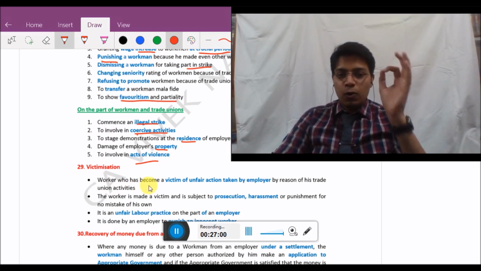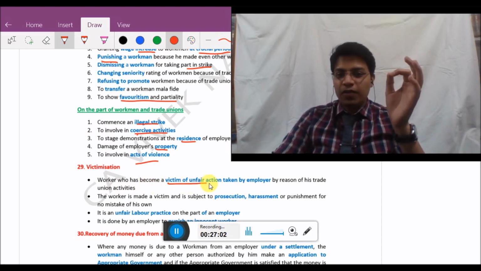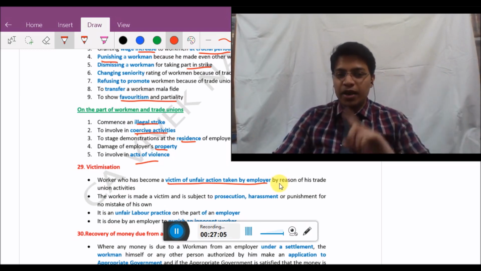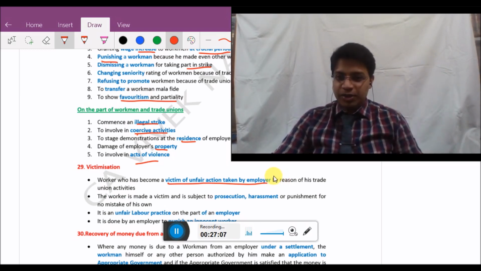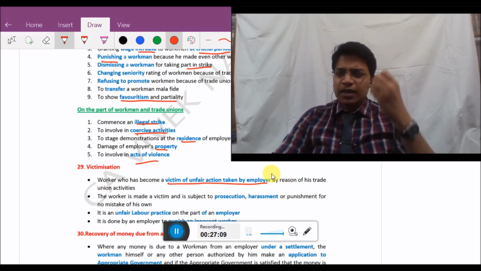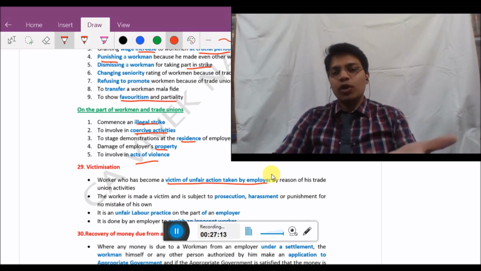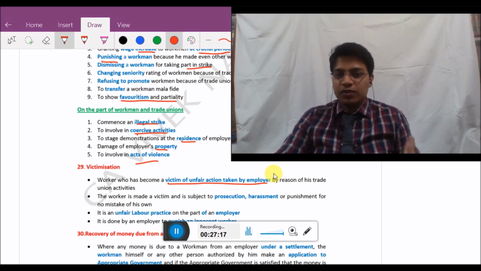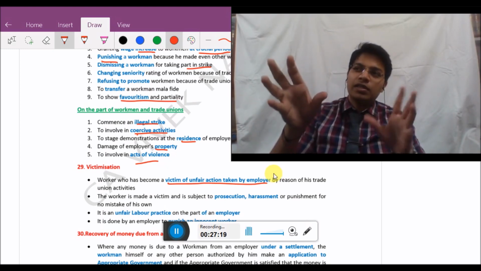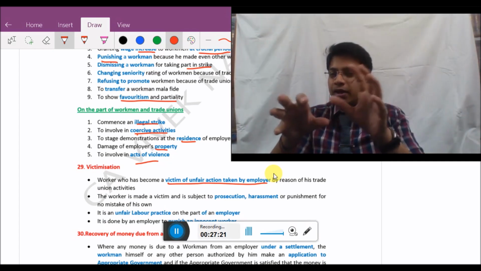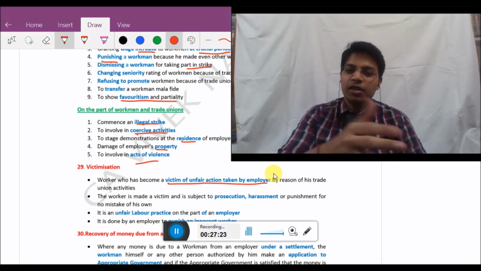A worker who has become a victim of unfair action taken by the employer by reason of his trade union activities is called victimization. As we have discussed, the entire labor law is very, very simple. The question itself will give you the answer. If you read the question properly, you'll get the answer. So what is victimization? Suppose a person is becoming a victim of somebody else, then it could be victimization. That itself is the answer.